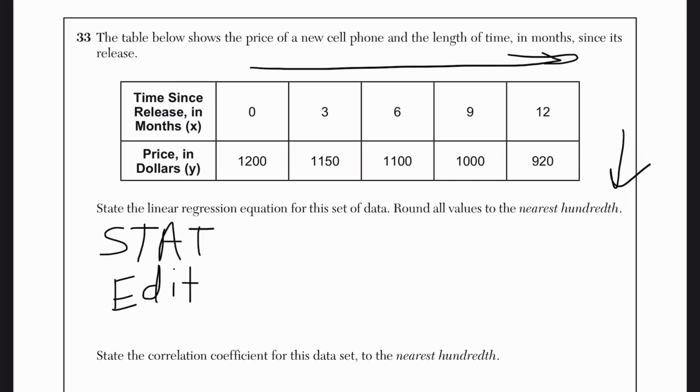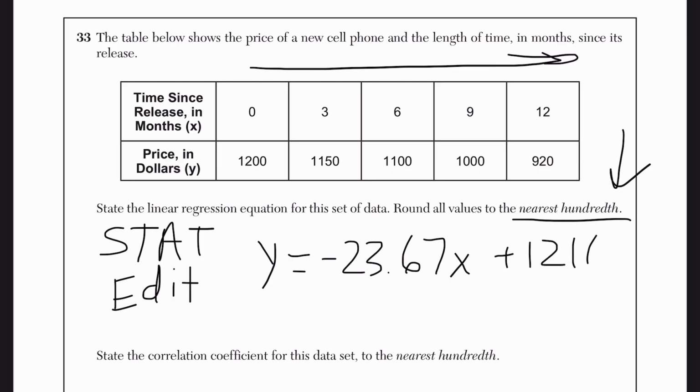We're going to make sure we know how to round to the nearest hundredth. So I got y equals negative 23.67x plus 1,216. That's okay, it's a whole number. Doesn't matter.